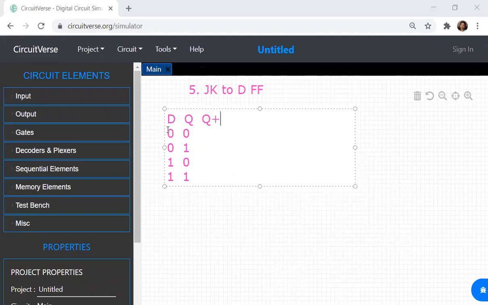Now D is 0. If D is 0, according to D flip-flop, what will be the next state? If D is 0, whatever is there in D will be available at the output. D is 0, Q plus will be equal to 0. Again, if D is 0, Q plus will be 0. We are not worried about the previous state. In D flip-flop, this is 1, so this will also be equal to 1. Whatever is there in D will be available over here.